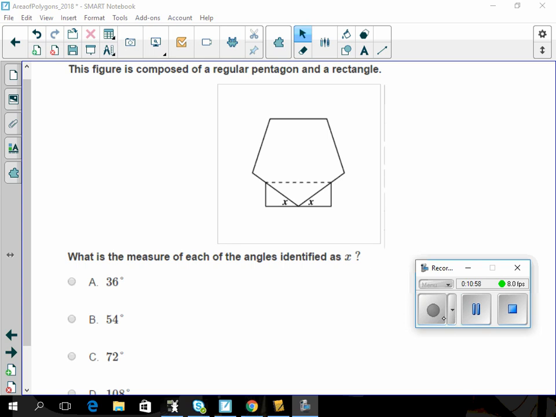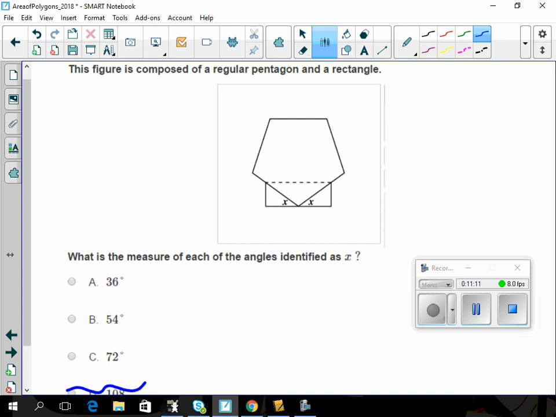If you're stuck, look at your answer choices and eliminate anything that doesn't make sense. 108 makes no sense. I agree. It's too big, right? So you know what? Eliminate it. Don't guess that answer. I agree with you. All right? So when you're stuck, start with your answer choices. Which one doesn't make sense?